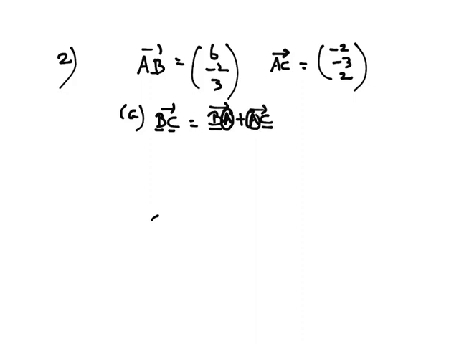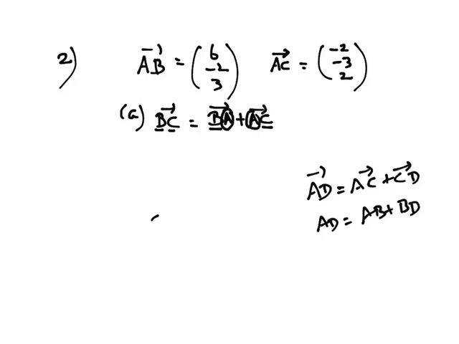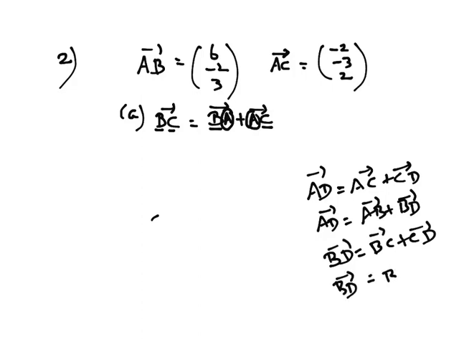It's like writing, for example, AD as AC plus CD, or writing AD as AB plus BD, or writing BD as BC plus CD, or writing BD as BA plus AD, like that.